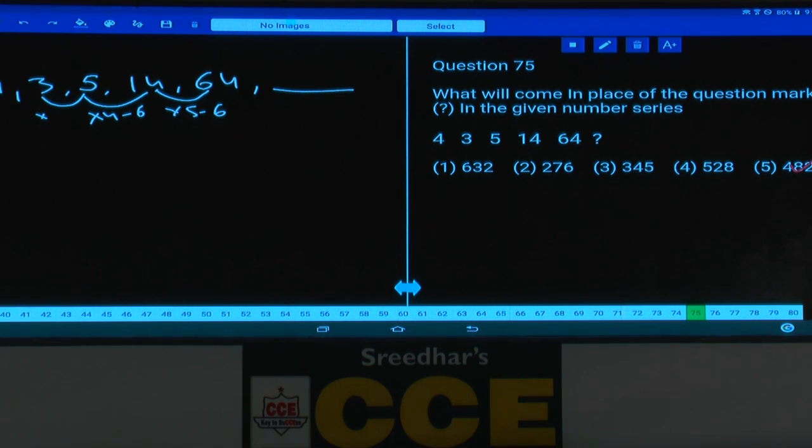Now 14 into 5, 70 minus 6. Next one, 3 into 4, 12. 12 minus 7. And here 4 into how much? 5, 6. And now this must be how much? This must be 3. Sorry.